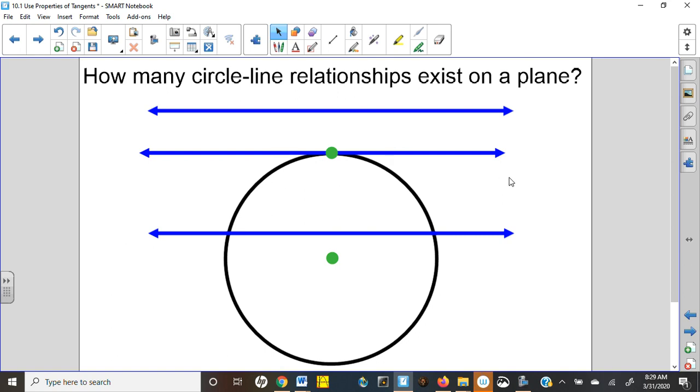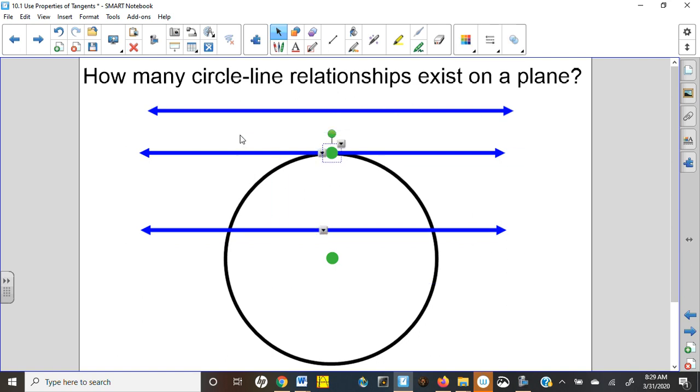This is what we call a tangent line. We're going to define that in just a second, which of course is what section 10.1 today is all about, tangent properties. So those are your three possible relationships. And the two that you see here, tangent, and then this one that crosses twice, secant, are two definitions coming up. This one doesn't really have a name.